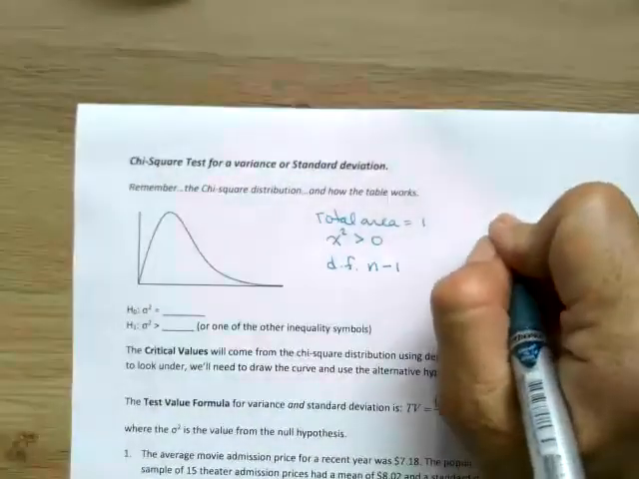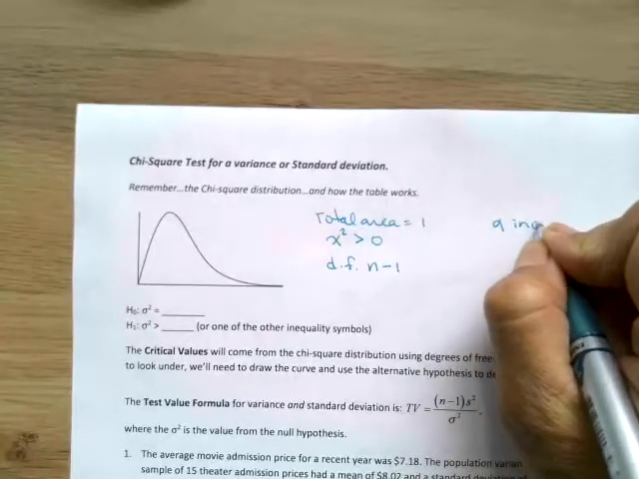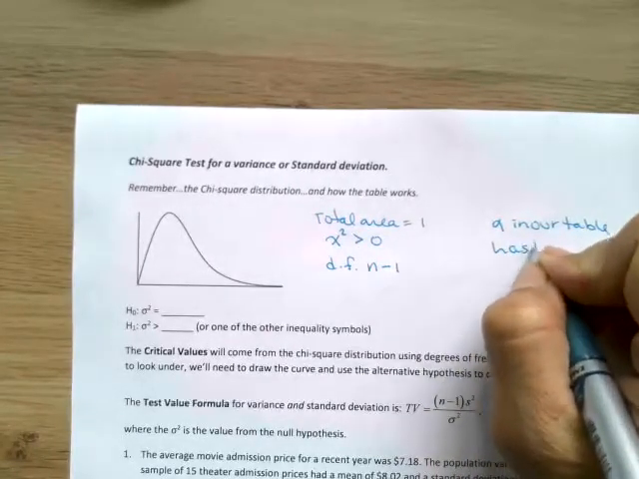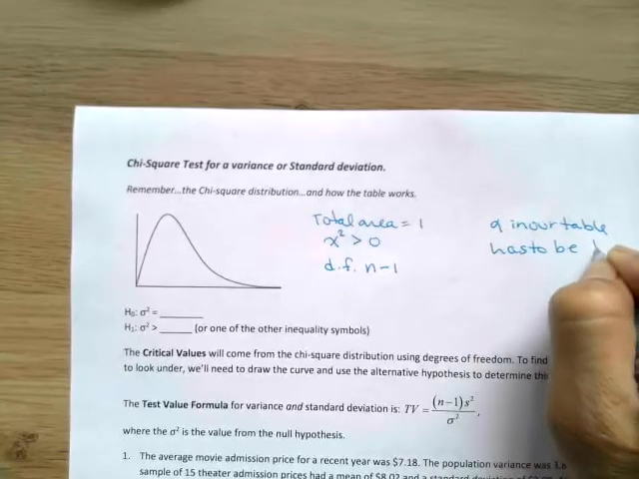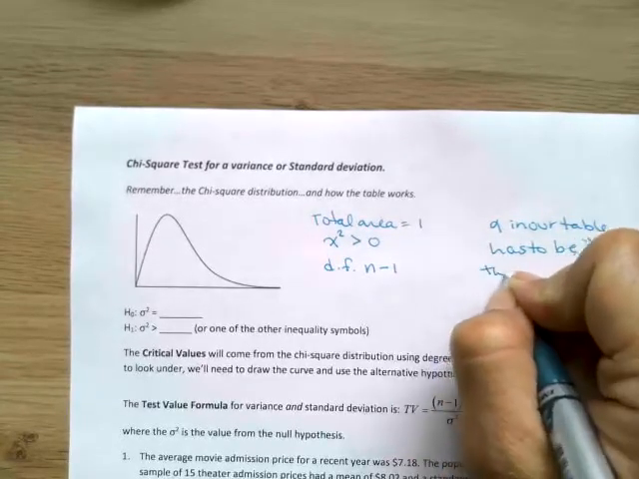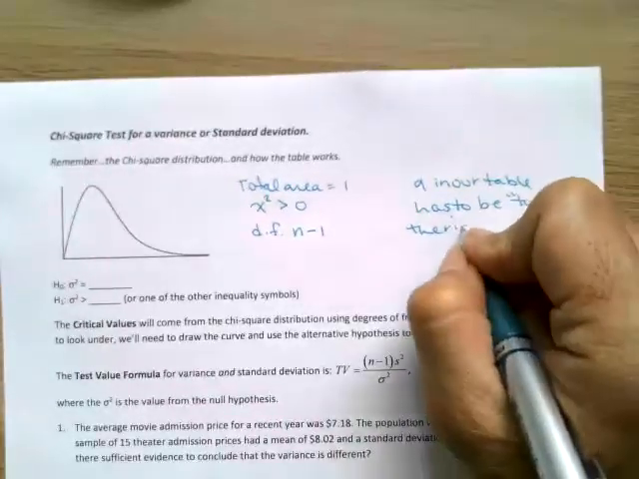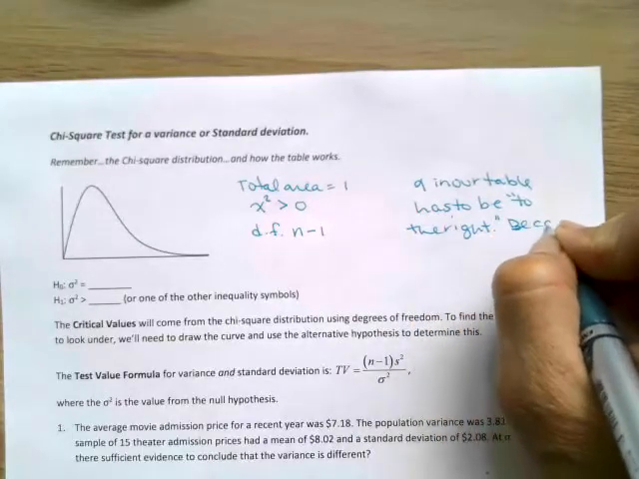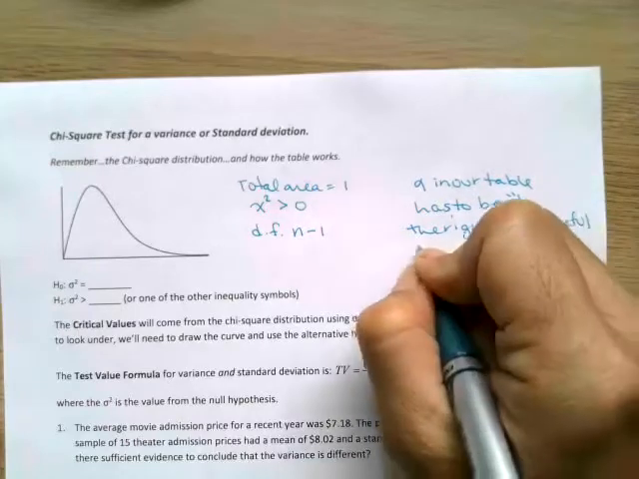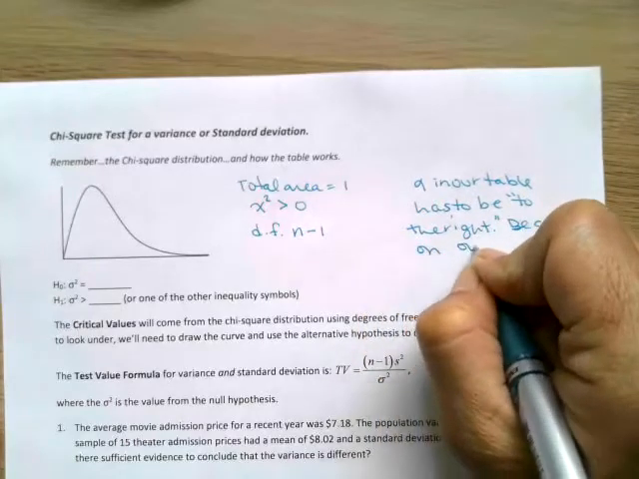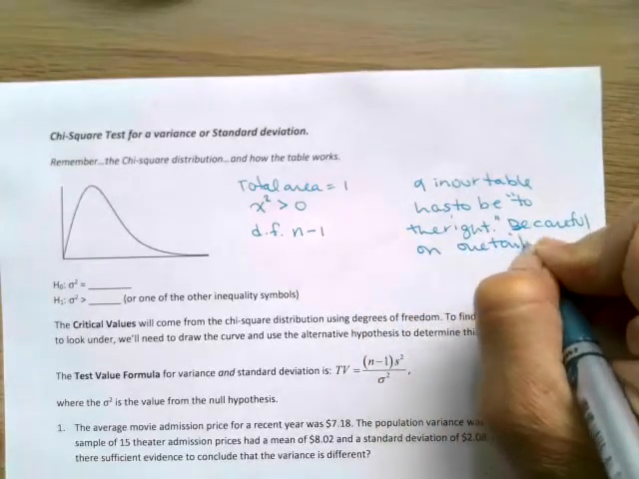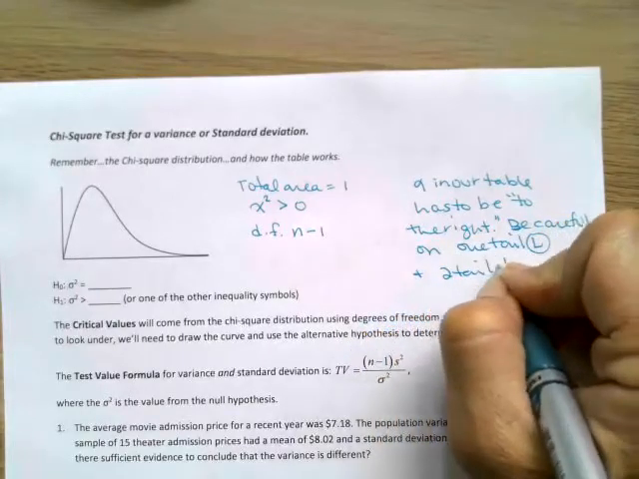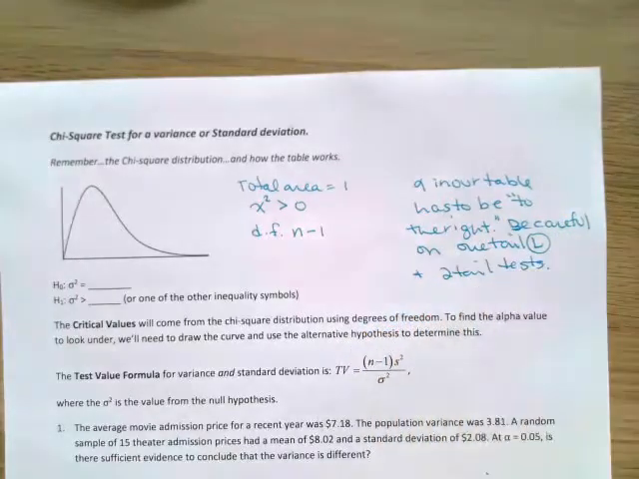So the alpha in our table has to be to the right, and I'll go ahead and put that in quotes. So we'll have to be careful on one-tail left and two-tail tests. We can still do them, we just have to be careful.